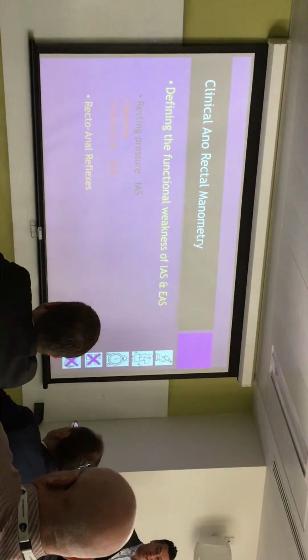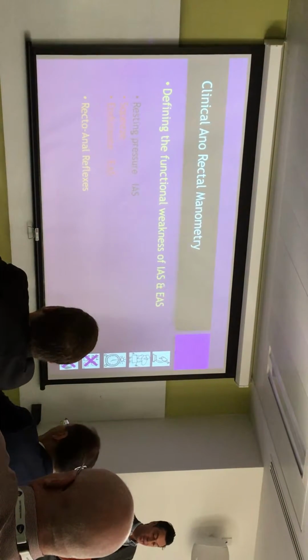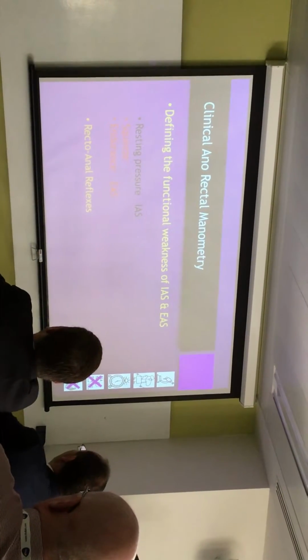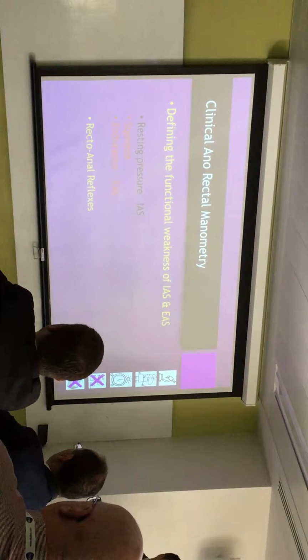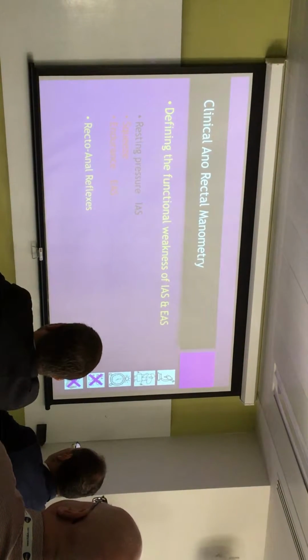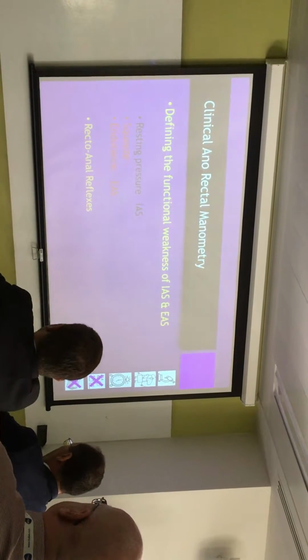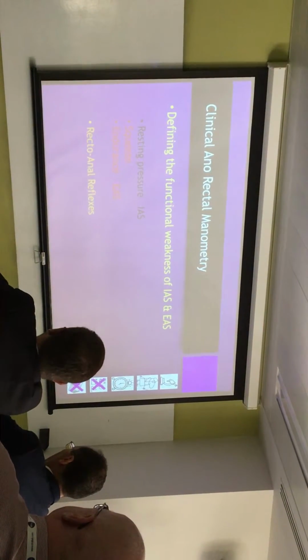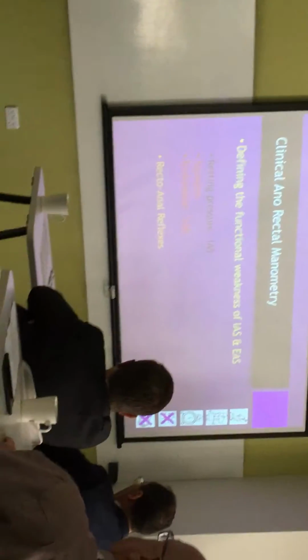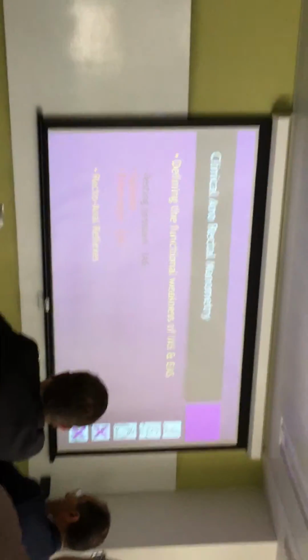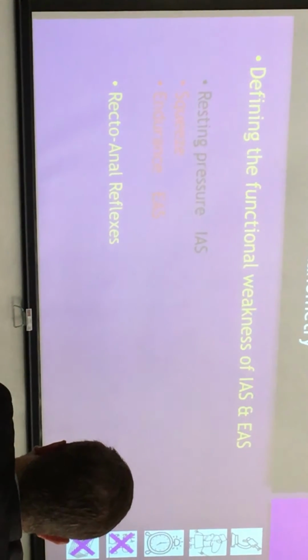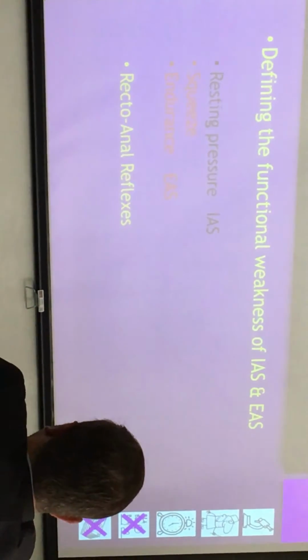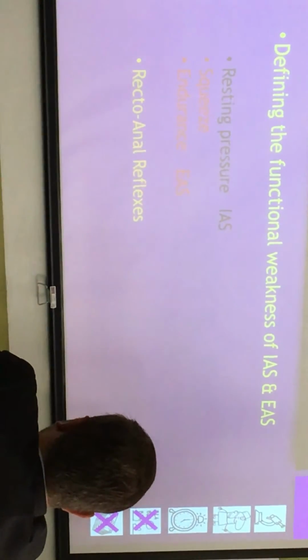Now, again, talking about clinical manometry, Alex will answer most of your questions about it, but manometry in fecal incontinence is important because it gives us these four pieces of information: the resting pressure, the expression of the activity of the internal anal sphincter; the squeeze and endurance, which are the expression of the external anal sphincter activity; and the rectoanal reflexes.